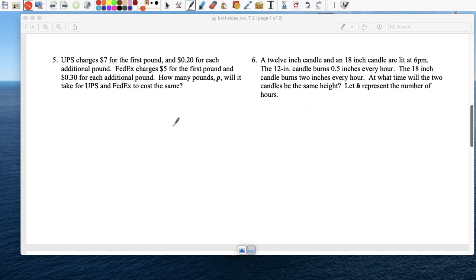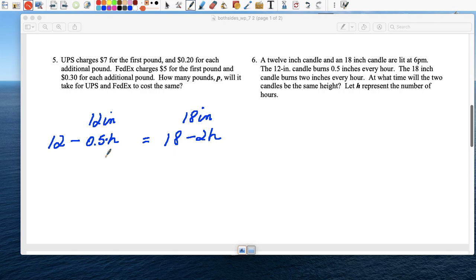Well, okay, so let's call this the 12-inch candle. And this is the 18-inch candle. So they burn at different rates. So the 12-inch candle starts at 12 inches. So imagine a candle is 12 inches tall. And it's burning, so this height's decreasing at 0.5 inches per hour. The 18-inch candle, well, it starts at 18 inches. And then every hour, it loses 2 inches. Okay, so those are the two expressions, one for the 12-inch candle, the other one for the 18.